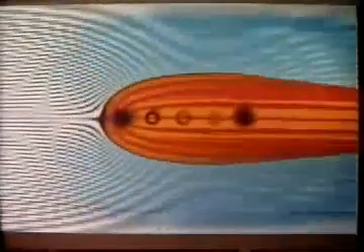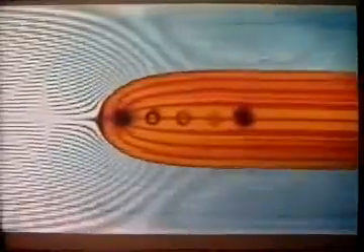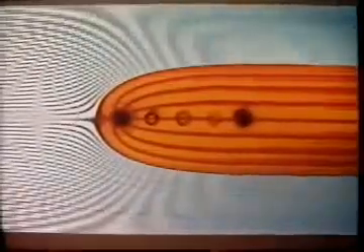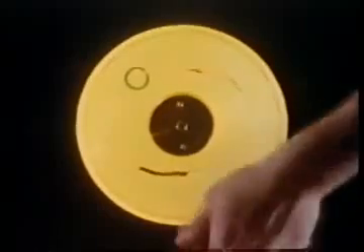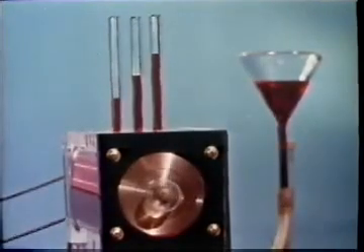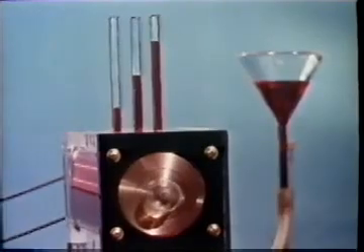The experiments you've seen are limited to fluids which possess the simplest possible relationship between stress and rate of strain. Since most fluids do in fact conform very closely to this ideal, these experiments are of very general application.